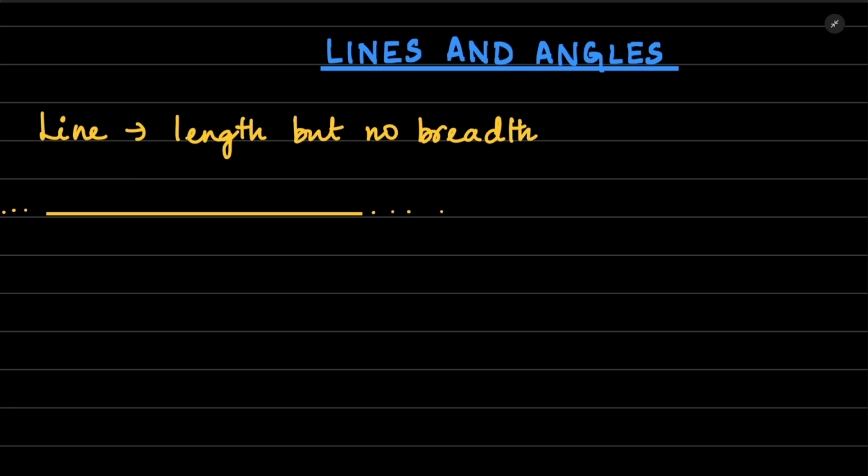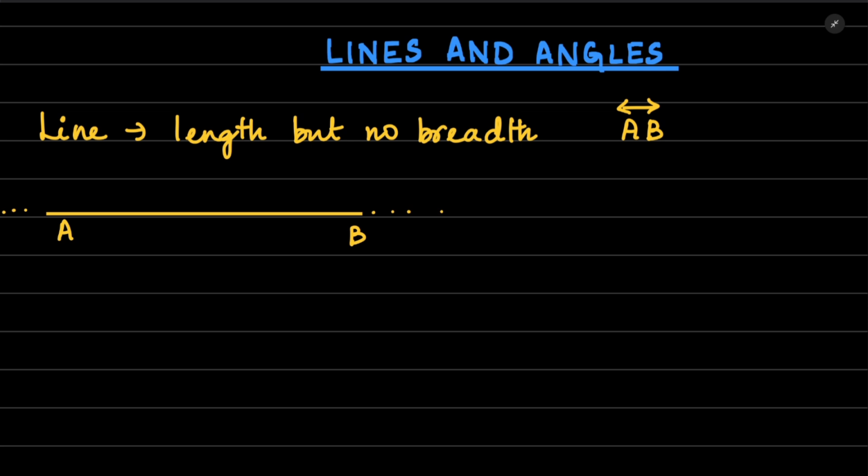So a line specifically has no fixed length, and it is normally denoted, suppose you have a line AB extending in both directions, by writing AB with bidirectional arrows. This is how you denote a line.